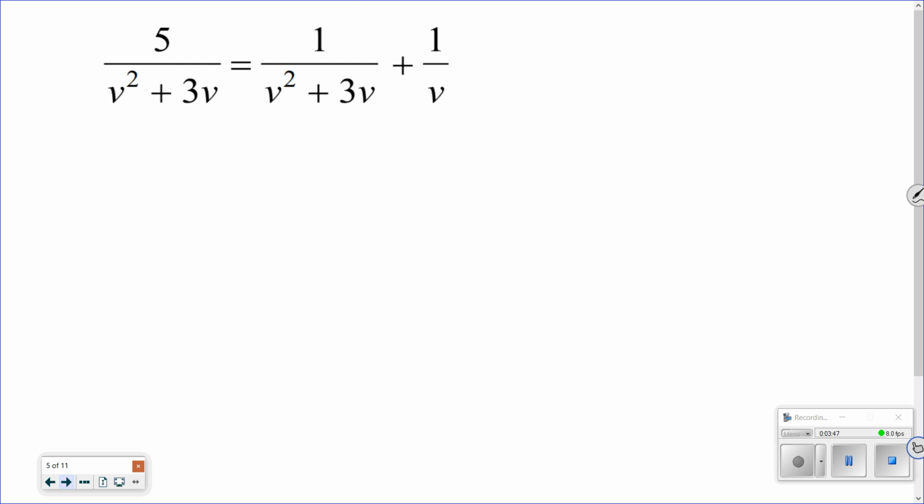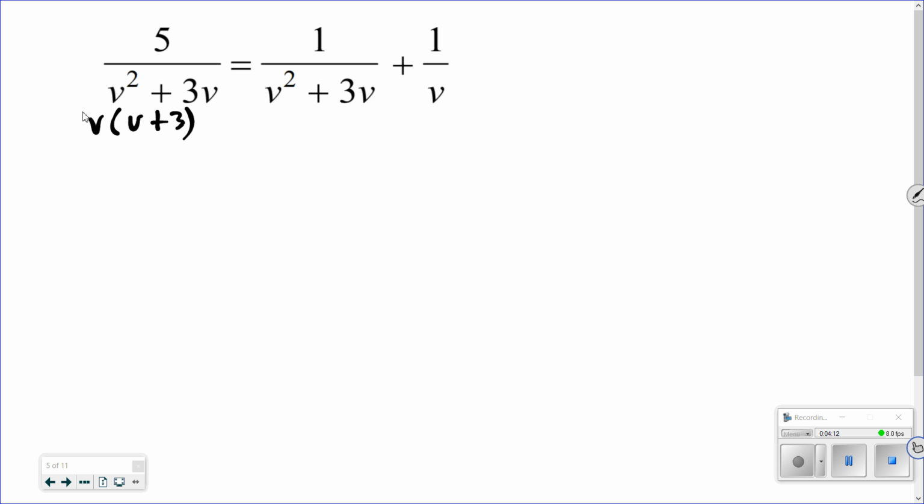Let's get past this, and let's do this one right here. So on that last problem, there was just a single term in the denominator. If you have more than one term, then you have to factor everything before you find the LCD. So I'm going to factor here. Look at the first one. It's v squared plus 3v. We have a common factor of v. So I'm going to take out a v. That leaves me with v plus 3.